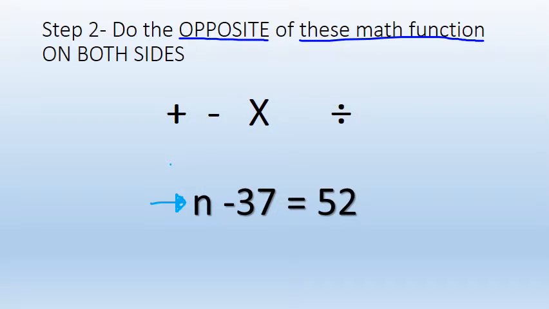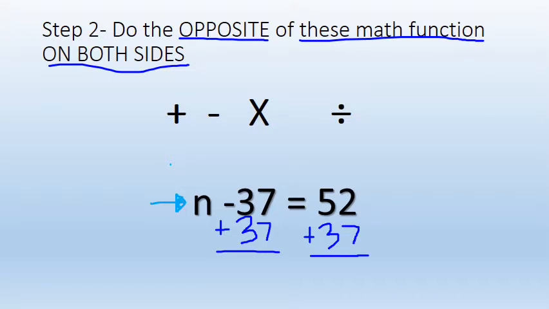It's very important to do this on both sides of the equal sign. So the opposite of subtraction is addition. I'll write plus 37 on my first side, plus 37 on the side opposite of the equal sign. It's the same on both sides.